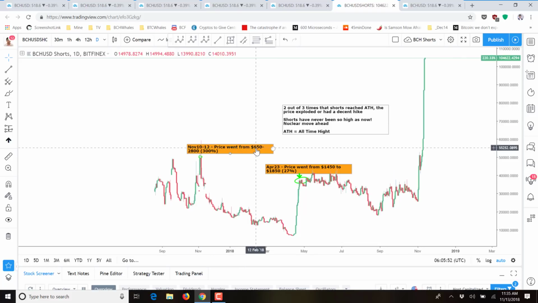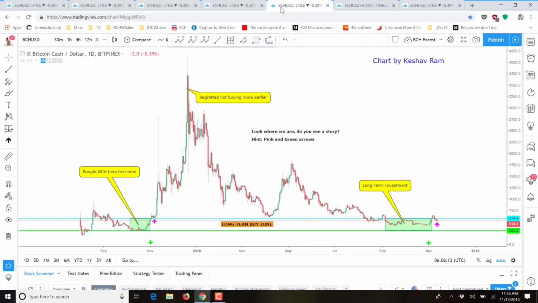Then the price spiked from 650 to $2,800, which is 300%, and then it actually started dropping. Even in April, the shorts were already high when the price was $1,450, but still it went up by 30%. Now the shorts are like parabolic. So if the price starts going up, all of these guys get liquidated, and the price will go even higher. So let's see what happens.